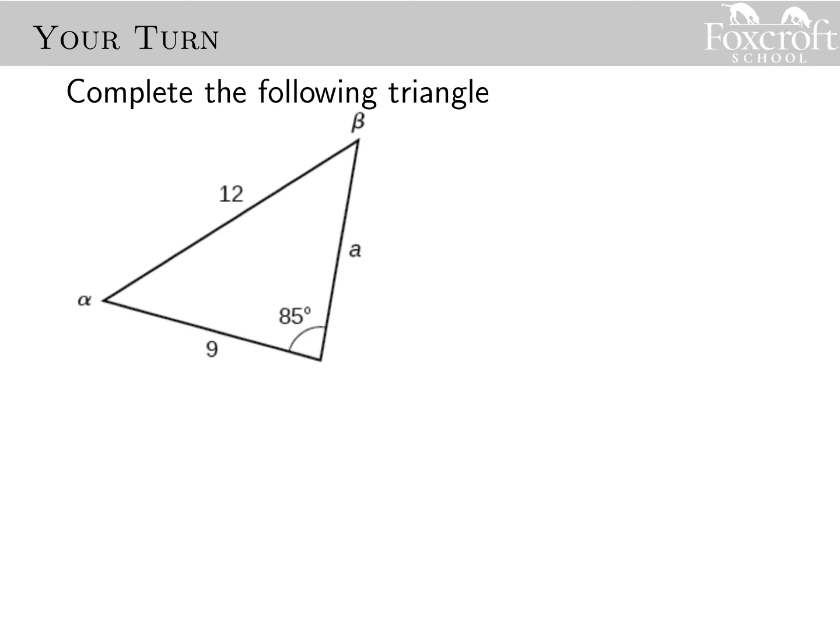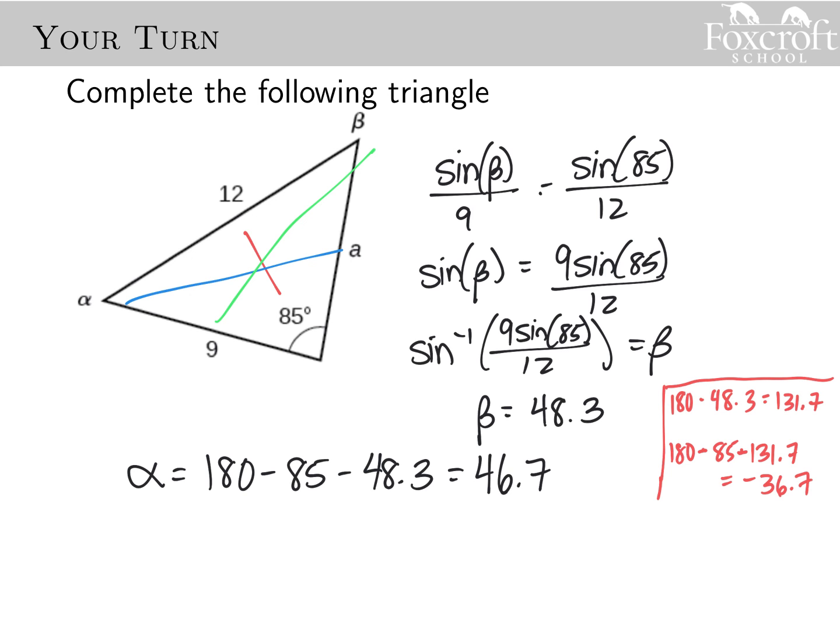All right, so go ahead and try this problem. We have something similar. We have one angle and two sides. Go ahead and use the law of sines to find those missing angles. And here's the solution I came up with. So beta ends up being 48.3 degrees, and alpha is 46.7 degrees.